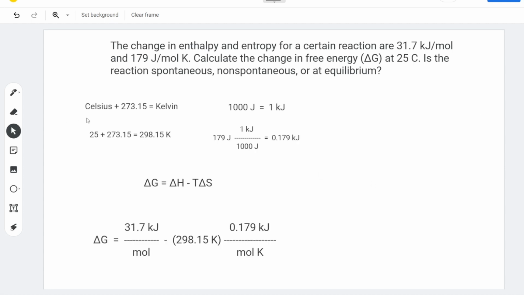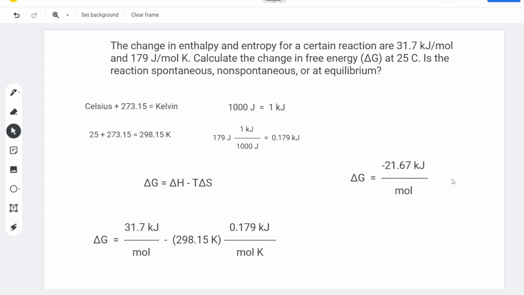After converting Celsius into Kelvin and converting joules into kilojoules, we can now use the equation delta G equals delta H minus T delta S to solve for Gibbs free energy. We get delta G equals 31.7 kilojoules per mole minus 298.15 Kelvin multiplied by 0.179 kilojoules per mole Kelvin. And delta G comes out to negative 21.67 kilojoules per mole.